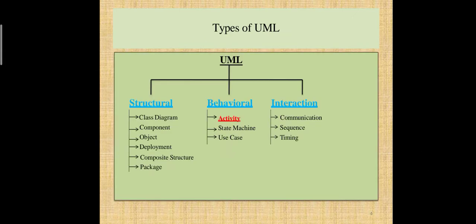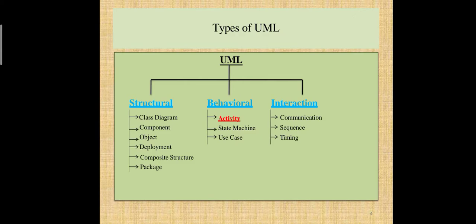Now, these are the types of UML diagrams. Different diagrams are collected under different types, that means structural, behavioral and interaction. The diagrams that come under the structural type are the class diagram, component diagram, object diagram, deployment, composite structure and package. We have seen the class diagram and object diagram.